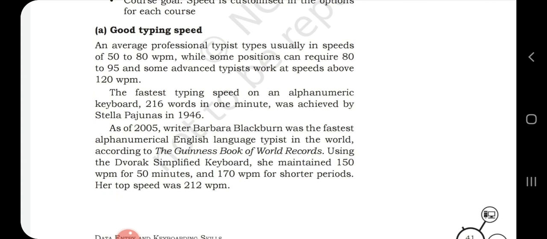Her top speed was 212 WPM. WPM is words per minute.